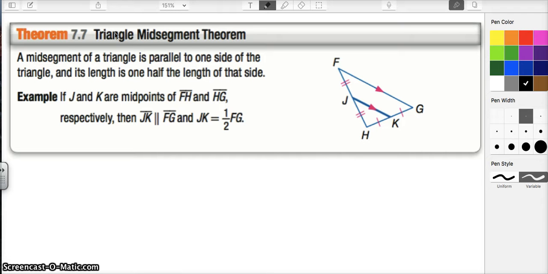Theorem 7.7 gives us the triangle midsegment theorem. A midsegment of a triangle is parallel to one side of the triangle and its length is 1/2 the length of the side. So remember earlier we talked about the midsegment. If you've got a midsegment, it will definitely be parallel to the side it's not intersecting, and the length of the midsegment will be half the length of the segment it is parallel to.